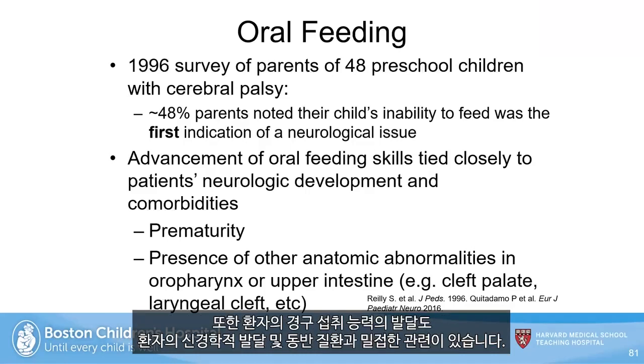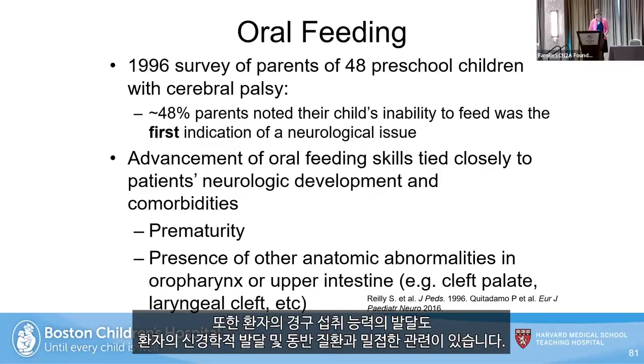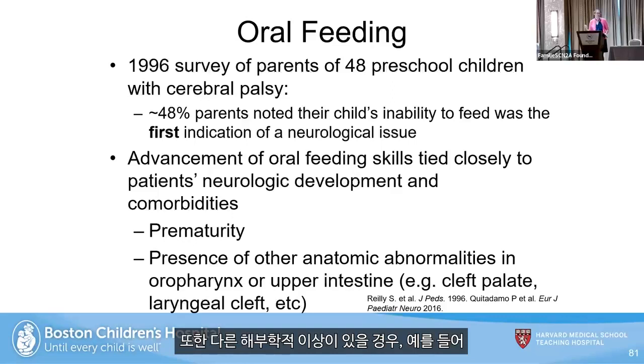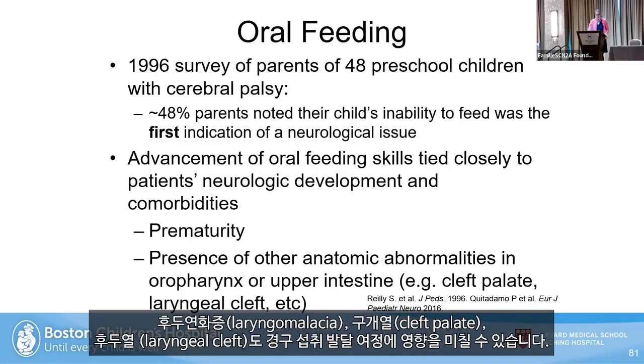In addition, the advancement of oral feeding skills are tied closely to a patient's neurologic development and comorbidities. So if a patient was born premature, that's also going to affect the timing of them developing those milestones. If there's presence of any other anatomic abnormalities, you heard about some of that, laryngomalacia, or presence of a cleft palate, for example, or a laryngocleft, that also is going to affect their ability to advance on their oral feedings.